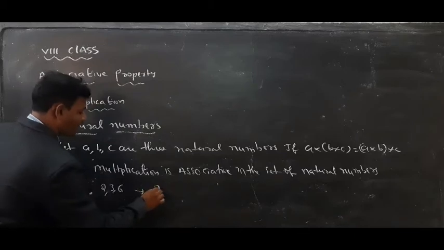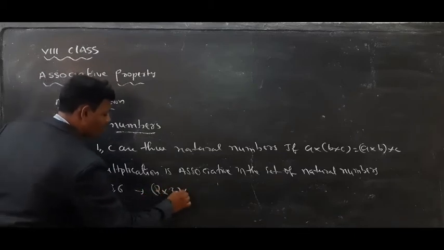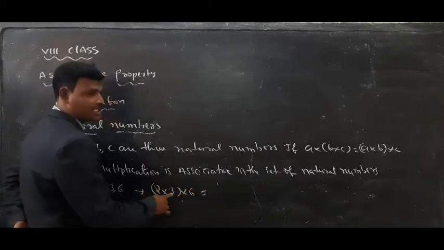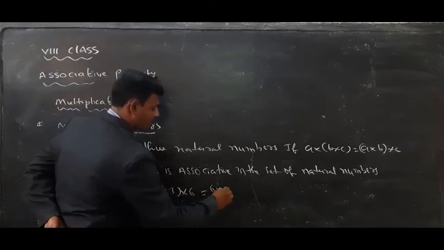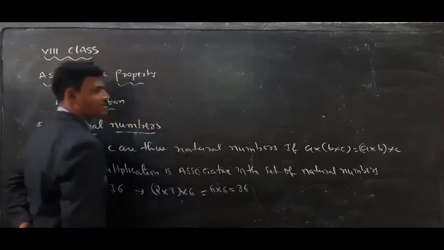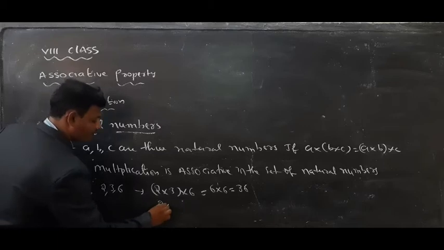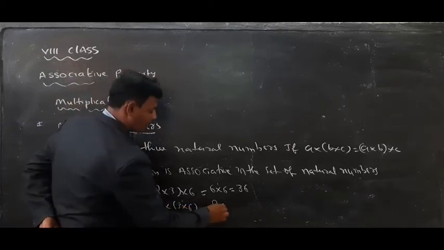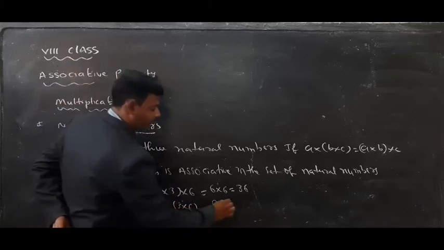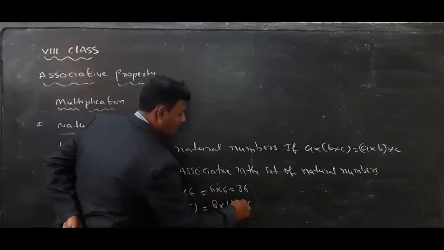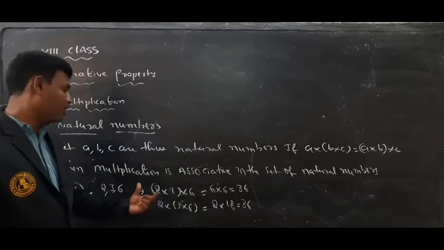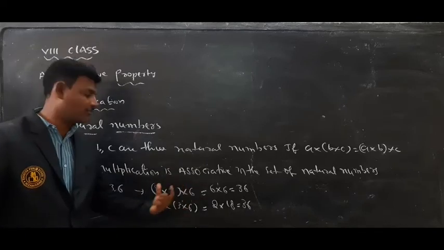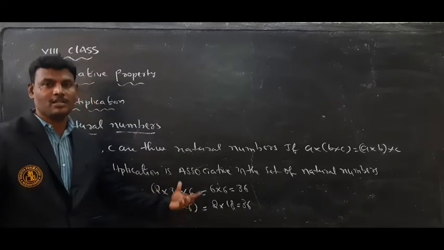First I need (2 × 3) × 6. 2 × 3 is 6, and 6 × 6 is equal to 36. Similarly, 2 × (3 × 6): 3 × 6 is 18, and 2 × 18 is 36. So the product of (2 × 3) × 6 is equal to 2 × (3 × 6). So both are equal.